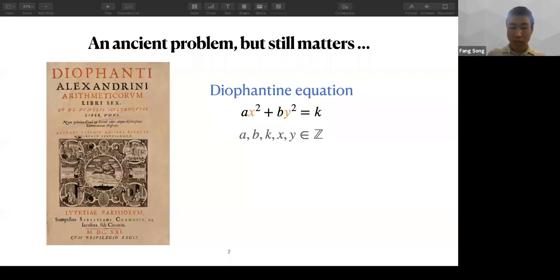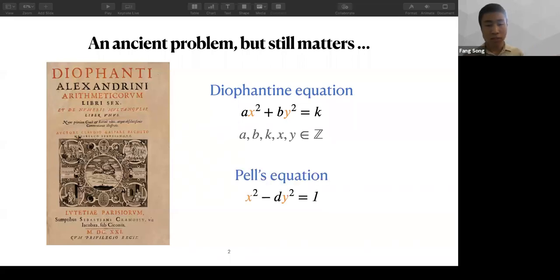There's a special case, the Pell's equation, where we want to solve for x and y in this equation: x squared minus dy squared equals 1. Despite these simple forms, this problem turned out to be really challenging to solve. And somewhat surprisingly, in retrospect, it turns out the majority of my research can actually be traced to Pell's equation. So let's get to it.